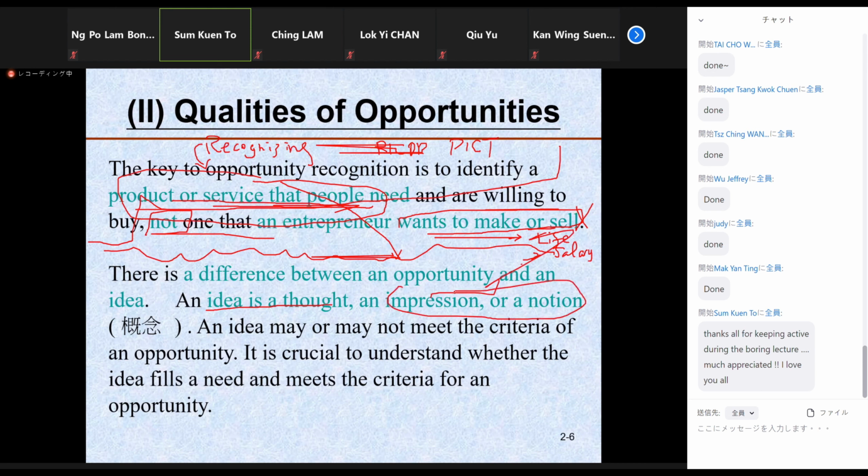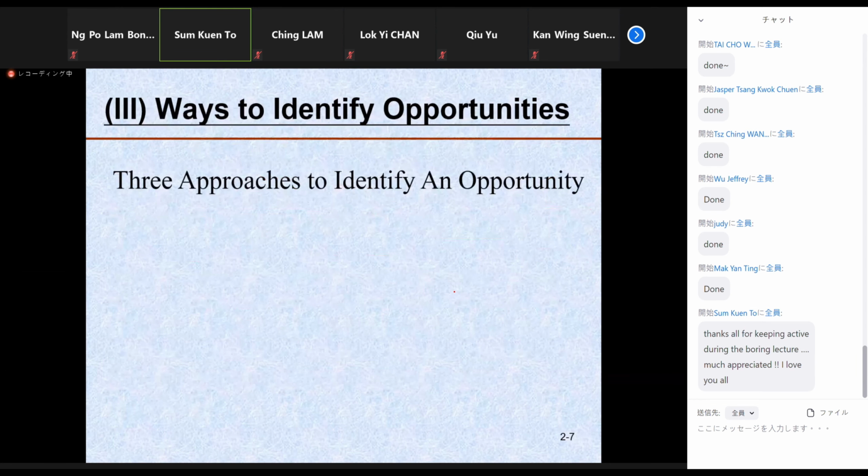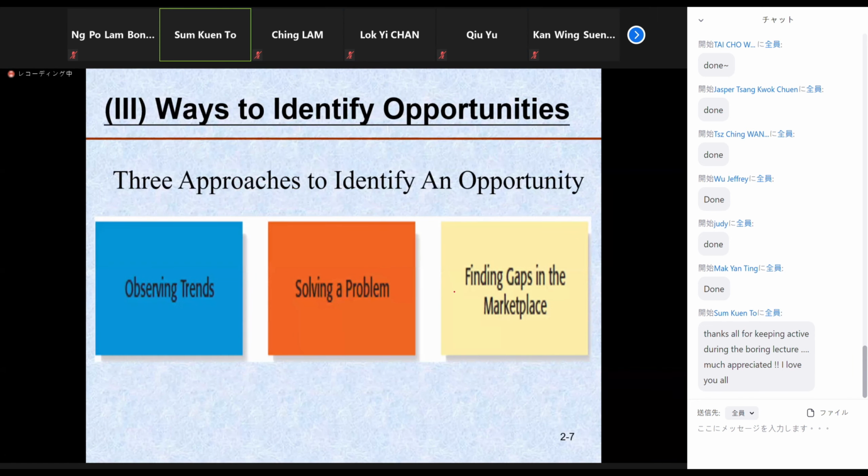Okay, now we finished talking about data, talking about the differences between opportunity and idea. And now we have three approaches for identifying. Identify is similar to recognizing opportunities. And here, identify, which is the title, recognizing. 點樣 identify, 點樣去揾到 the opportunity. So we got 3 points: observing trend, solving problem, and finding gaps in the market.